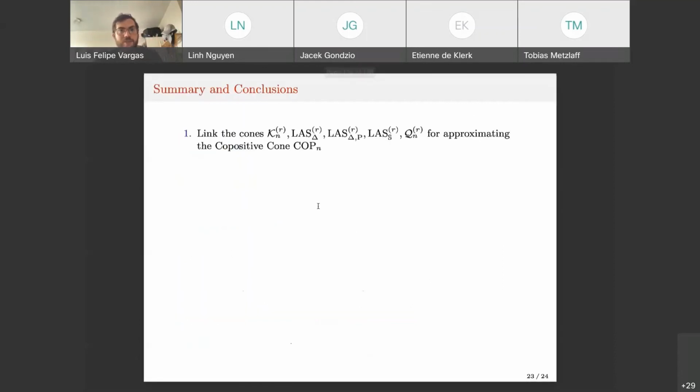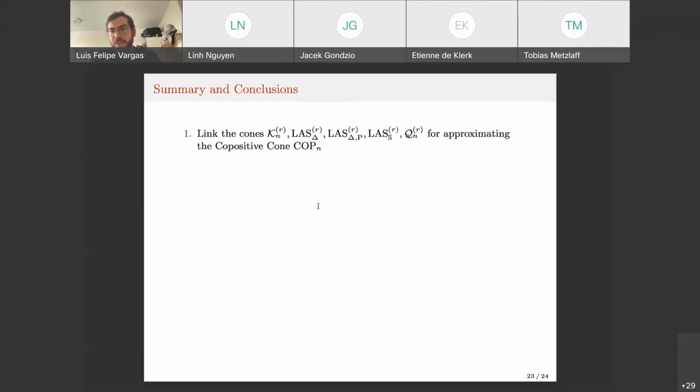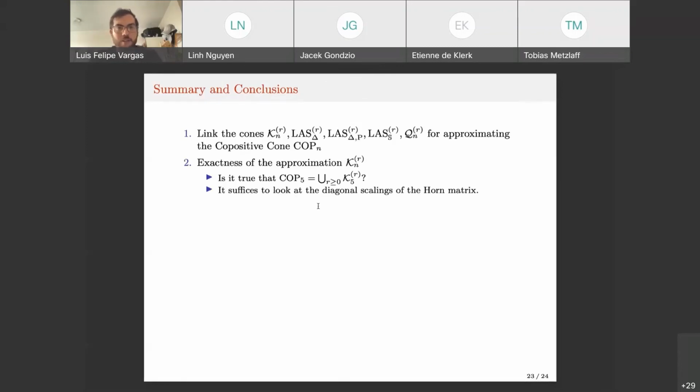Okay, so let me finish with some summary and conclusion. What we did today was to define several cones for approximating the copositive cone based on sums of squares of polynomials, and we linked them, and saw all of them as a special case of Lasserre type cones. In the second part of the talk, we discussed the exactness of the approximation K and R for the copositive cone. We motivated the question: is it true that the copositive cone of size 5 is equal to the union of the cones K5R? This is still open, but it suffices to look at the diagonal scalings of the Horn matrix.